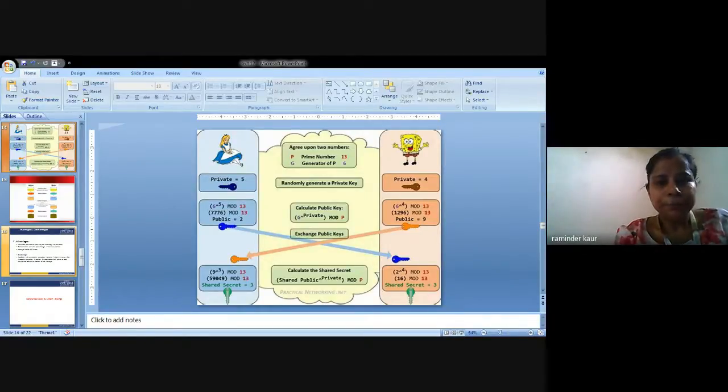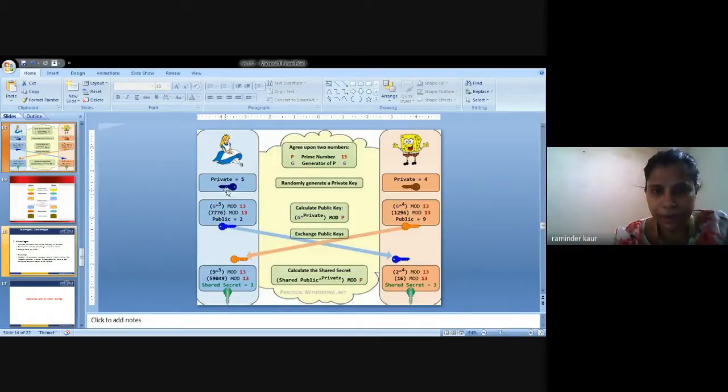Just have a look at what the picture is saying. Again, I am telling you, I am discussing today only the Diffie-Hellman key exchange algorithm. So the first step is the private key. It is not shown with a character representation, it is shown with a graphical representation.